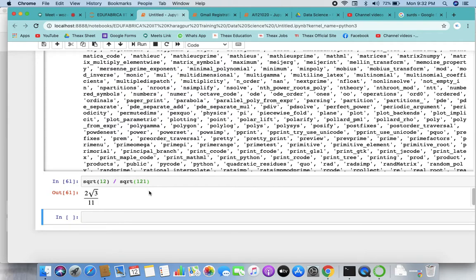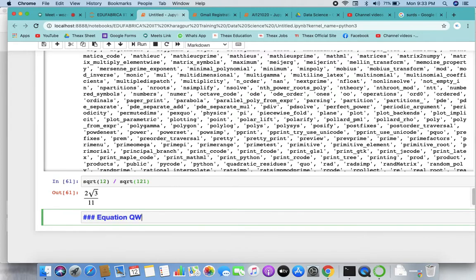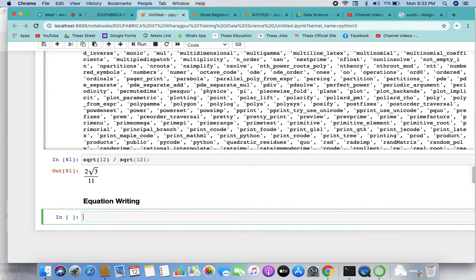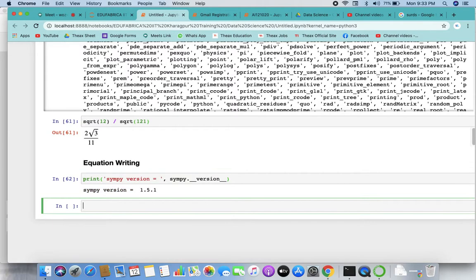Okay, next, moving on. Next we have something called algebra, algebraic equations and all. So the second topic is equation writing, equation framing, whatever you call it. And one more thing: what version are we using for SymPy? We will print it: print SymPy version equals, comma, sympy dot underscore underscore version underscore underscore. Yeah, so we are using 1.5.1 version.